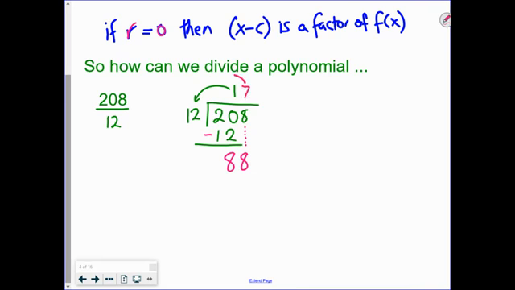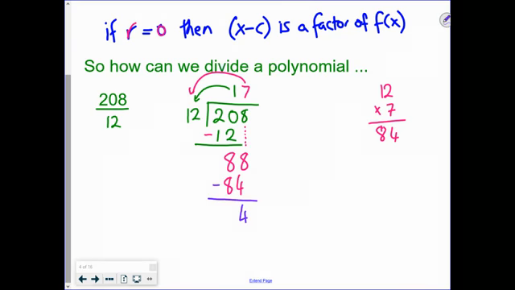And then you have to multiply this back. So you do 12 multiplied by 7. 2 times 7 is 14, carrying that 1. 1 times 7 is 7, plus that 1 is 8. So it's 84. You multiply it back, put that here. And then you have to subtract these two lines, which leaves you with 4. There's nothing more to drag down, so we're finished.